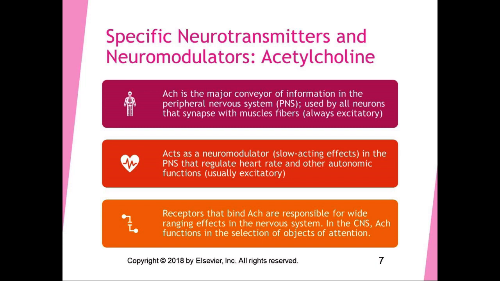And receptors that bind acetylcholine are responsible for a wide range of effects in the nervous system. In the central nervous system, acetylcholine functions in the selection of objects of attention. So acetylcholine is all over the place. The place where we encounter it the most in the peripheral nervous system is at the neuromuscular junction. But it also is one of the major neurotransmitters of the autonomic nervous system. So just think about it as primarily an excitatory neurotransmitter or neuromodulator, and it's all over the place.